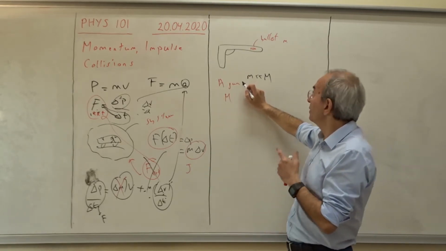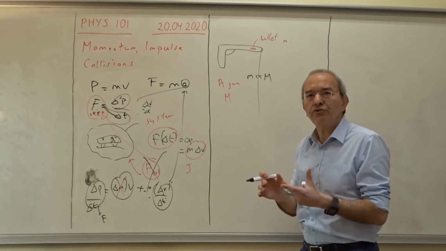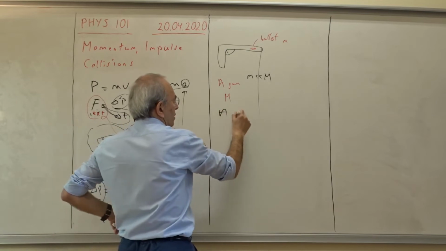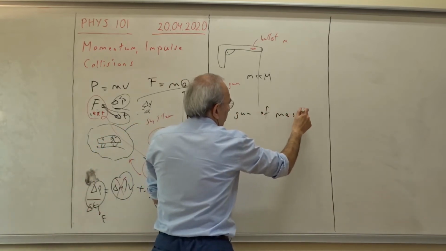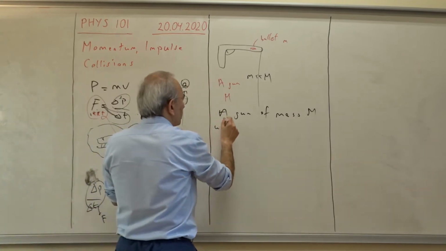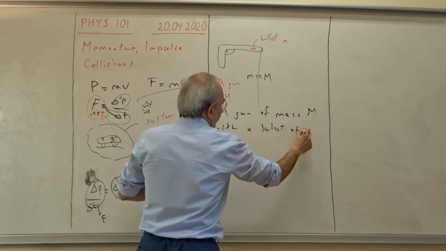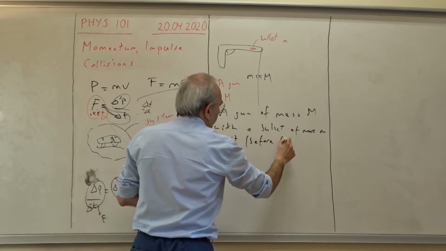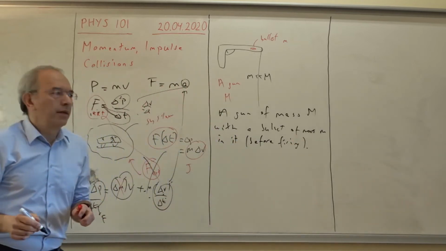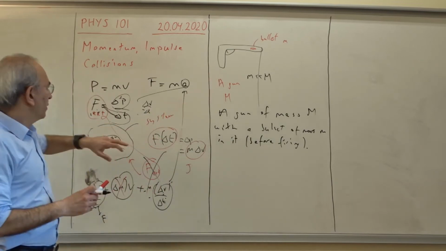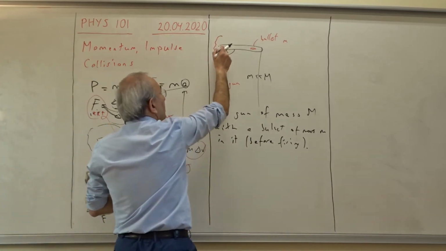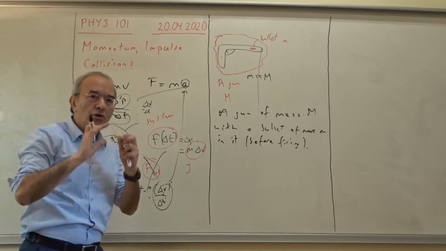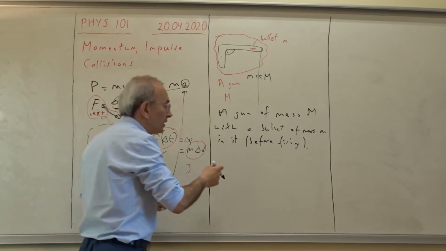However, let's forget about this piece of information and consider the event of firing. Here we have a gun of mass capital M with a bullet of mass little m in it before firing. This is our system. The system that we isolate from the environment is just the gun and the bullet. We have the total mass M plus m. However, at the beginning there is no velocity.